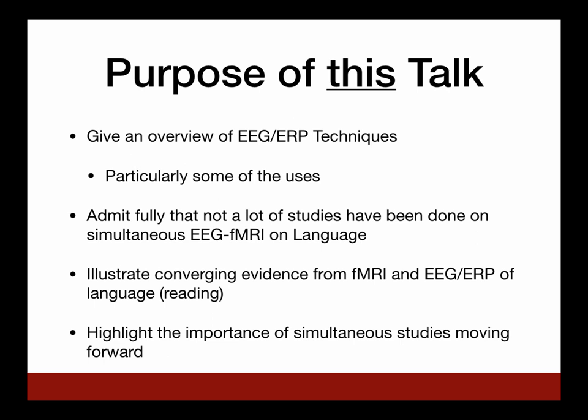So there's sort of three of these EEG ERP talks. Jen Evans and Slavina and I are all giving them. We kind of divvied up background information across them. So I'm going to give a little bit of an overview of EEG ERP and then some of the uses. I'm going to admit fully that there really aren't a lot of studies doing simultaneous EEG fMRI of language. So instead, I'm going to talk a lot about converging evidence, both in fMRI and EEG. And then I'm going to talk about sort of the importance of doing simultaneous, particularly in language and in reading. And we'll go with that.